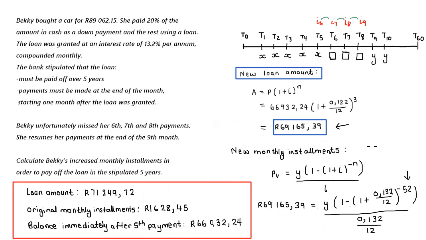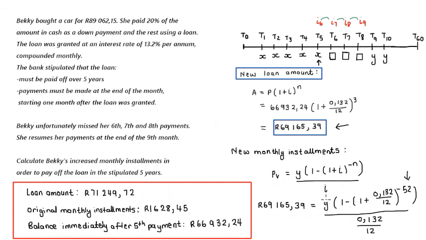Another way to do it is to say that when we calculated her balance on her loan here at T5, she had a remaining 55 payments to go. Now, from those 55 payments, she missed 3 of them. So 55 minus 3 gets you back to 52 payments that she has now to pay off the loan in this required 5 years.